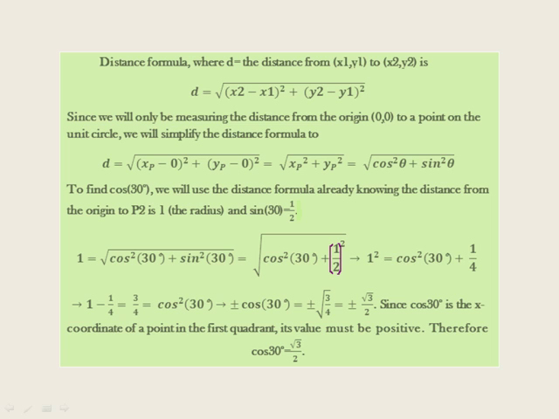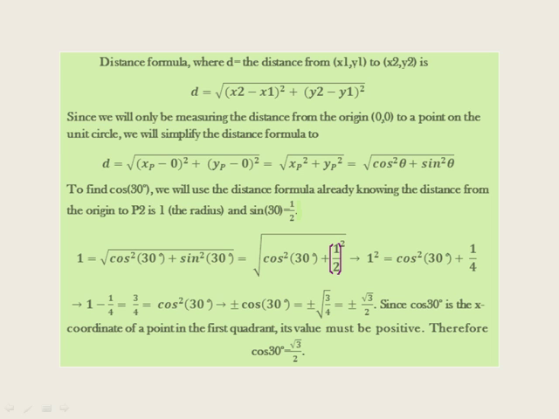Now let's review the distance formula. The distance from point x1, y1 to point x2, y2 is the square root of x2 minus x1 quantity squared plus y2 minus y1 quantity squared. Since we'll only be working with lines from the origin to the unit circle, we can simplify this distance formula to the square root of the x-coordinate of P squared plus the y-coordinate of P squared, which is equal to the square root of cosine squared plus sine squared.